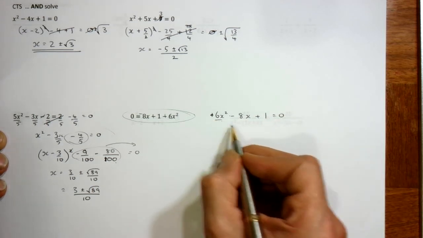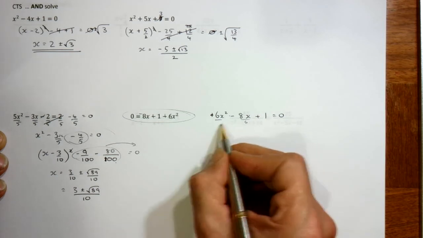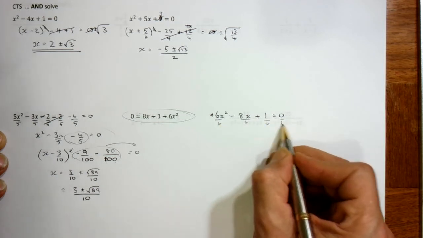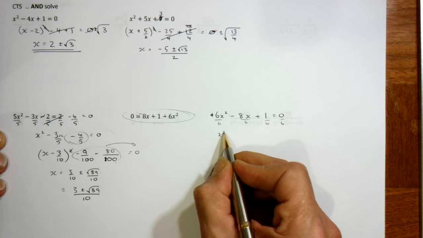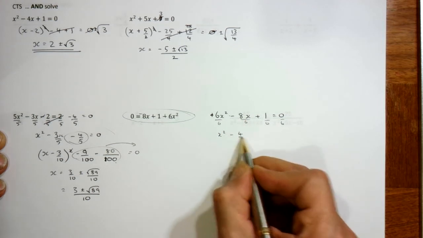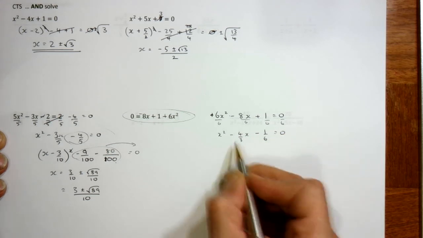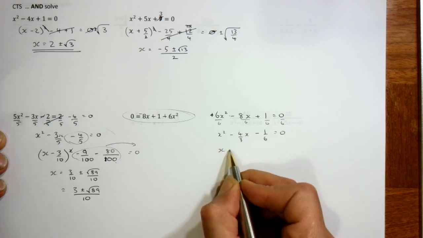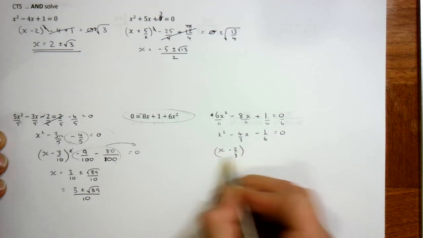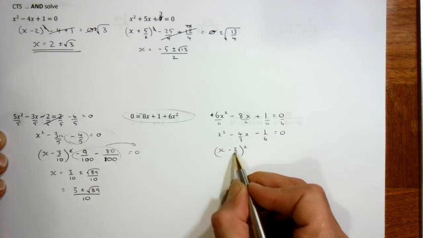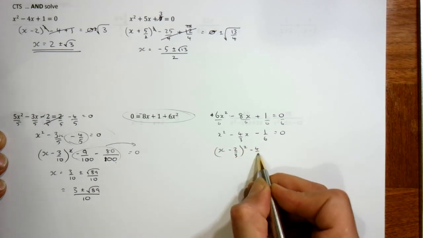Divide everything by 6. I'll put that in there, I wouldn't bother writing this. X squared minus 8 over 6, which is 4 over 3, and then add a sixth is equal to 0. Half this number, put inside the bracket with x, minus 2/3. Square this number, square the bracket, take that square away, 4/9.